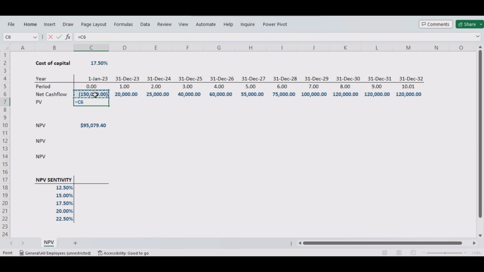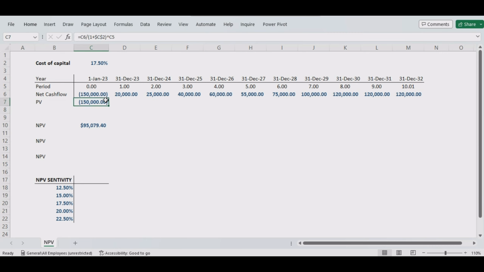So it will be this investment, then divide by the discount factor, which will be 1 plus the interest rate. Again, we need to lock this interest rate by using absolute referencing. So I'll use a dollar sign to lock it, then we raise it to the power of the period, then we find the discounted value. So at the beginning, that 150,000 that we're investing is worth that amount.